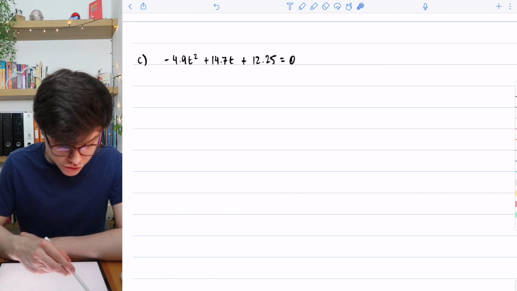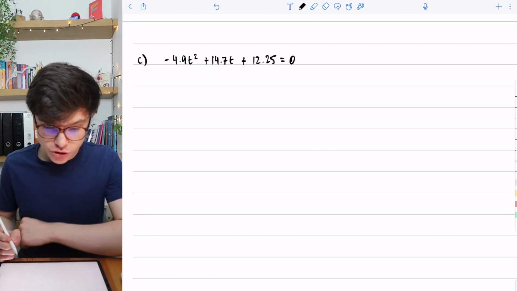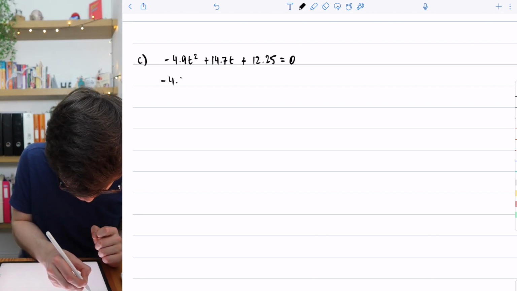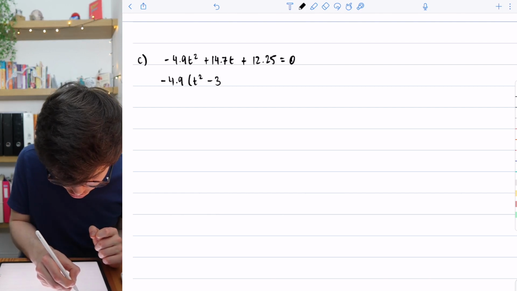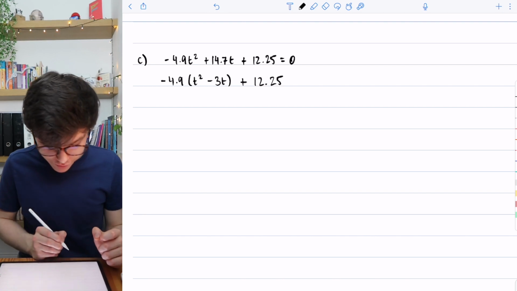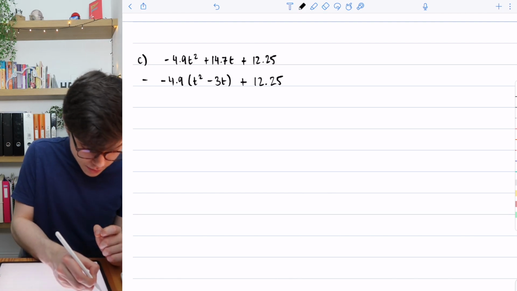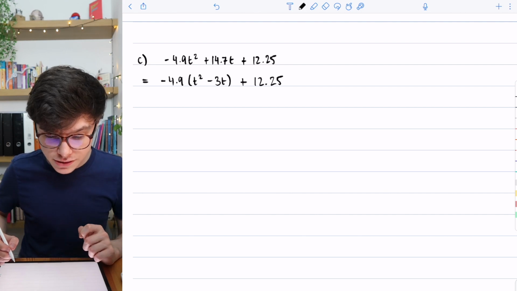The first thing I'm going to do is factorise out minus 4.9 from the first two terms. When I do that, I will get t squared, and I will get minus 3t, and then I'm going to add 12.25. I don't really need equal to 0 here because I'm just completing the square, so we can have an equals there.